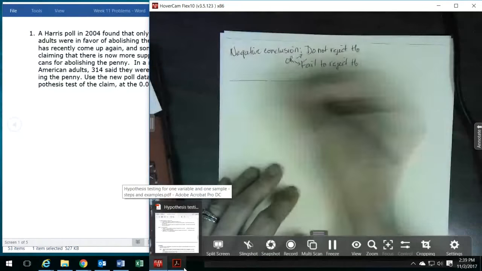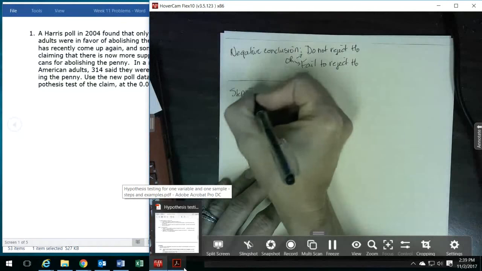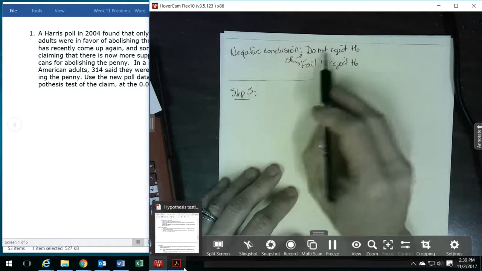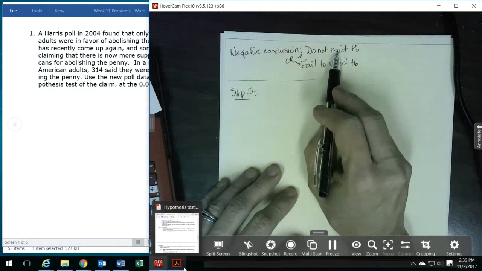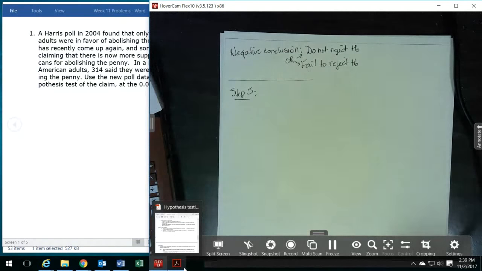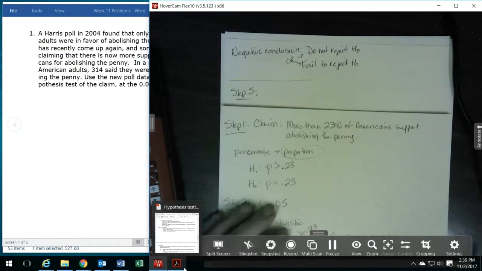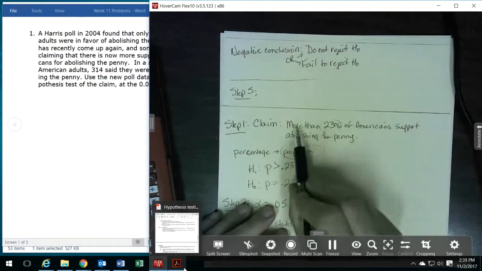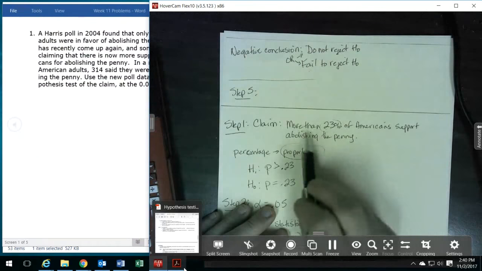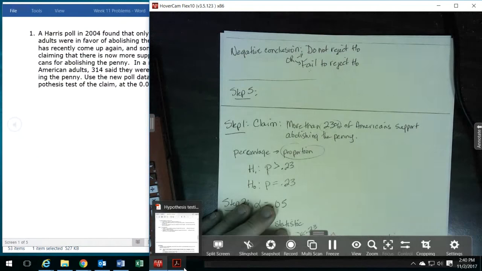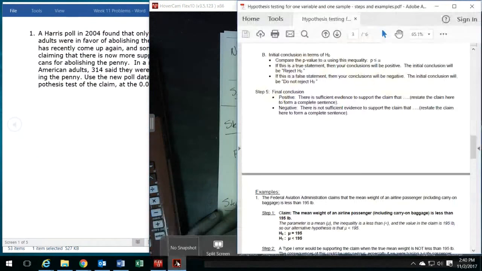Okay, so then for our last step, we're just going to take this conclusion and put it in terms of our original claim. So for this one, we actually want to go back to what our original claim was back here. So this was our claim. We're going to rewrite this claim and include the conclusion that we came to. And since we had a negative conclusion, that means that we didn't find sufficient evidence to support our claim.